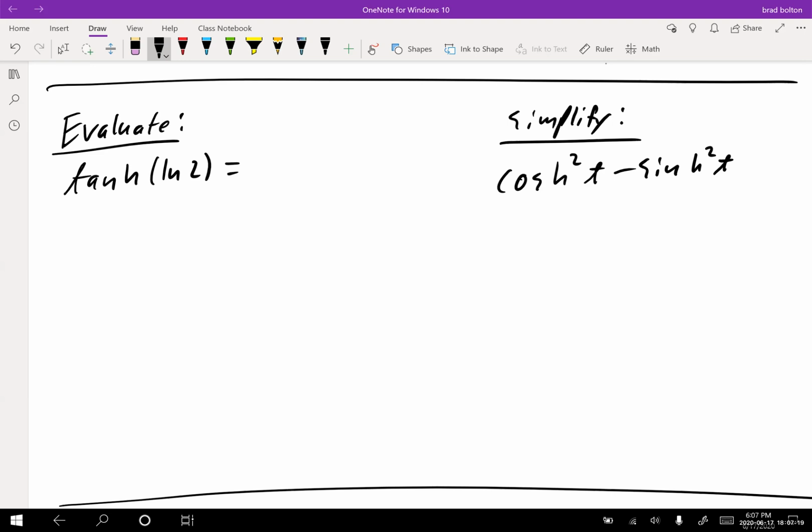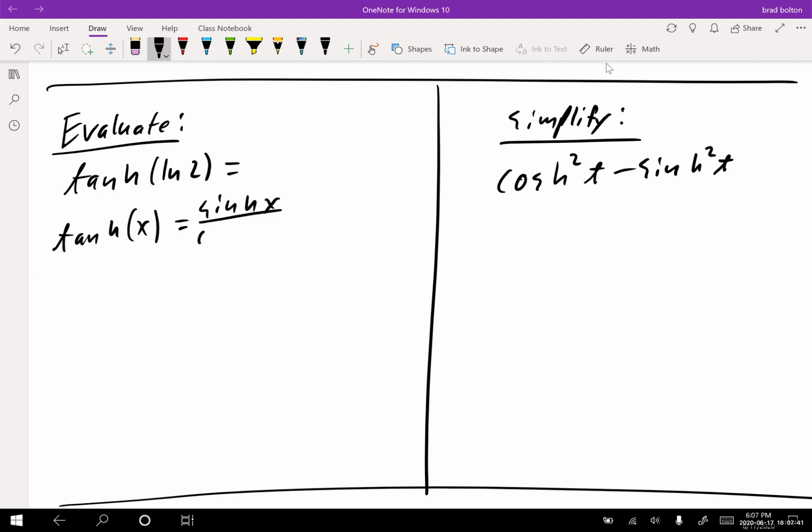So I asked you to evaluate hyperbolic tangent of ln of 2, that means I need to figure out what hyperbolic tangent of x would look like. So what I'm going to first do is tanh of x, and now remember, tanh is sinh of x over cosh of x. So that's really going to be e to the x minus e to the negative x over 2, divided by e to the x plus e to the negative x all over 2.